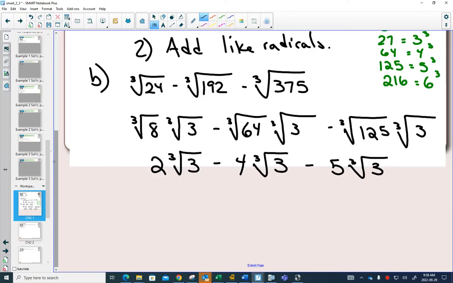So now that we have all of these are like radicals, they're all cube roots of 3. You have 2 of them, minus 4 of them, minus 5 of them. In the end, that would end up with minus 7 of them.